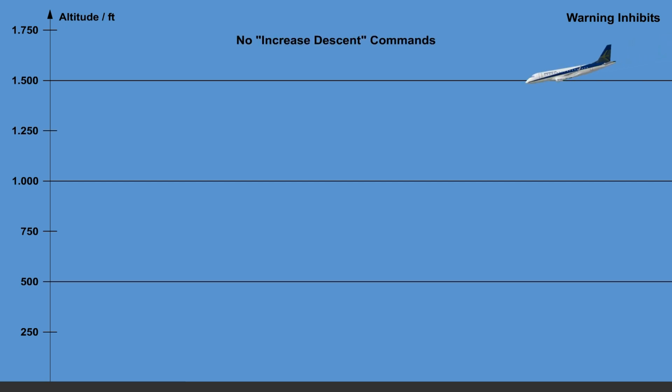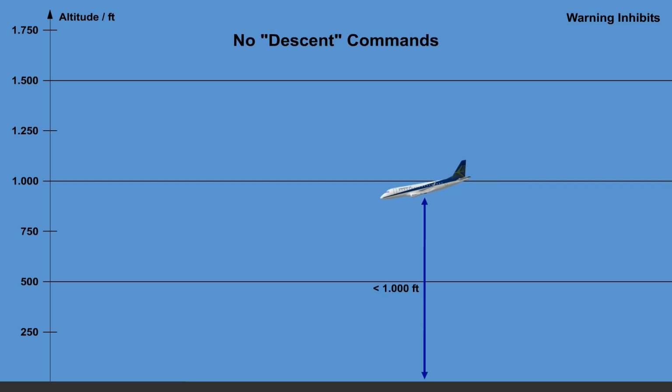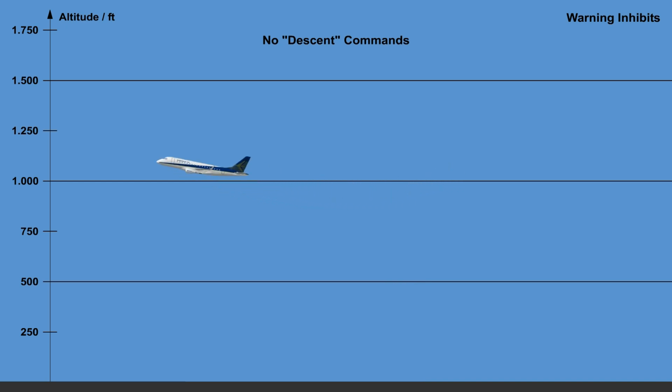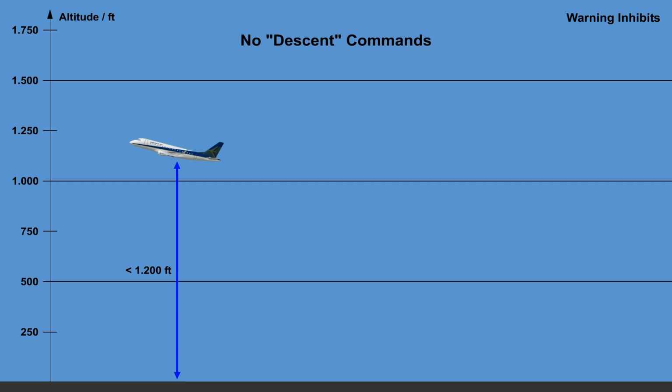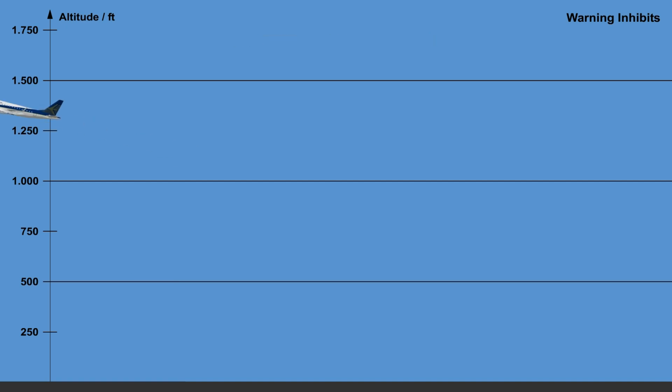No increased descent commands are issued at altitudes less than 1,450 feet above ground level, when aircraft is descending, or at altitudes less than 1,650 feet when aircraft is climbing. No descent commands are issued at altitudes less than 1,000 feet when the aircraft is descending, or at altitudes less than 1,200 feet when the aircraft is climbing.